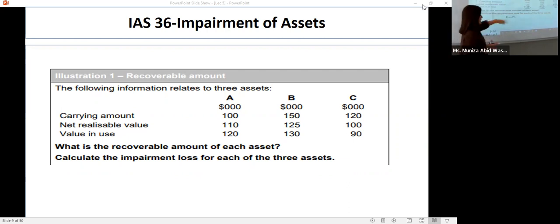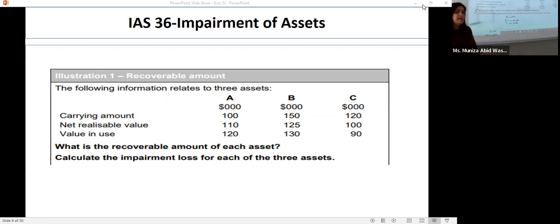In case of asset B, the carrying amount is 150 and the recoverable amount is 130. Is there an impairment? Yes. There is an impairment of how much? 20,000. Why? Because your carrying amount is more than the recoverable amount. So it is an impairment. In the case of asset B, it is 20,000. Then in the case of asset C, your recoverable amount is 100, whereas the carrying amount is 120. Is there impairment loss? Yes. There is an impairment loss of how much? 20,000.